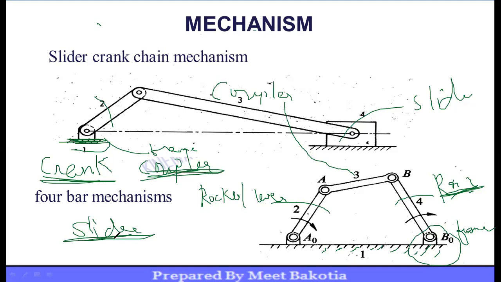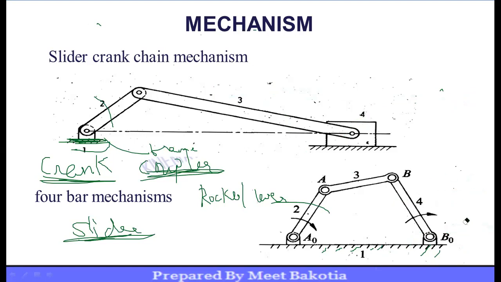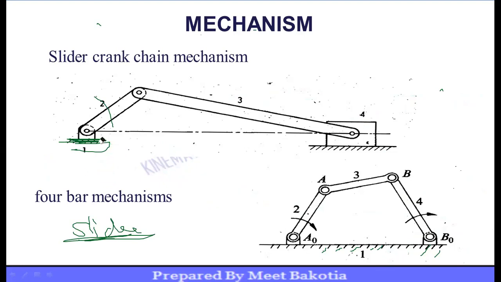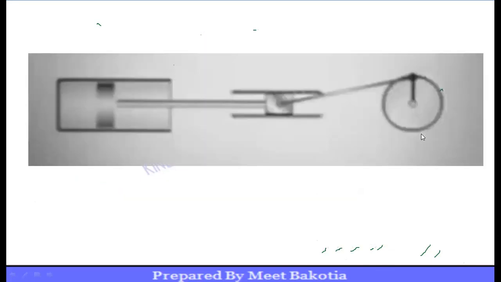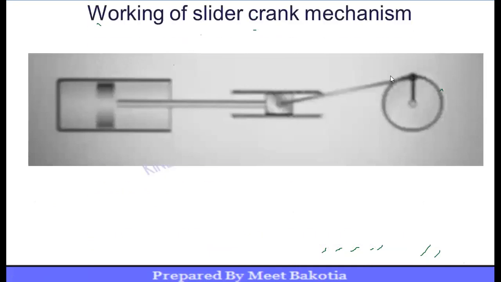So we were talking about the two main mechanisms which we are going to see in detail, study in detail, and see their inversions as well, right? Those two main ones are the single slider crank chain mechanism and the 4-bar mechanism. So this is a single slider mechanism. We have already seen its video way back when we were seeing the definition of the link itself.